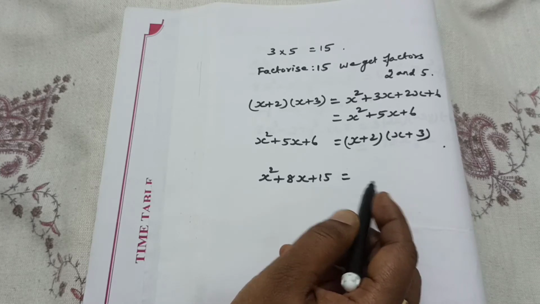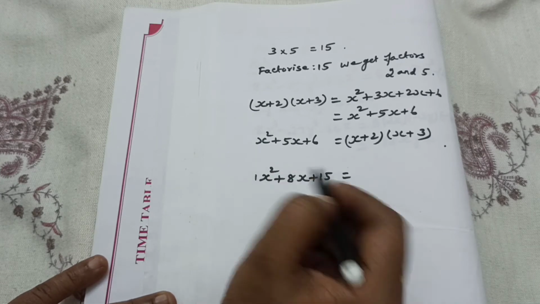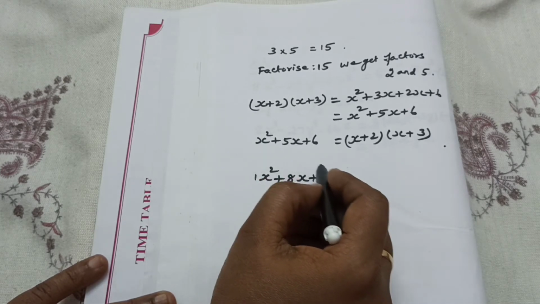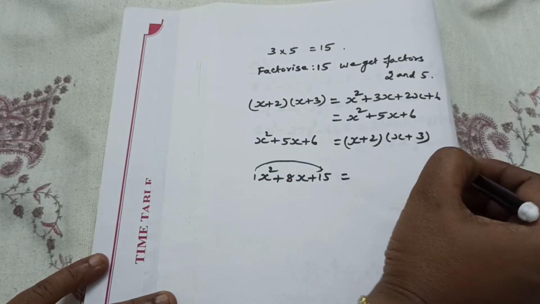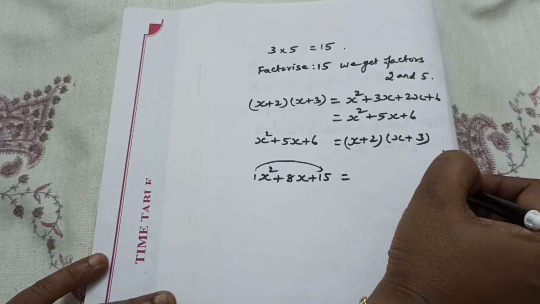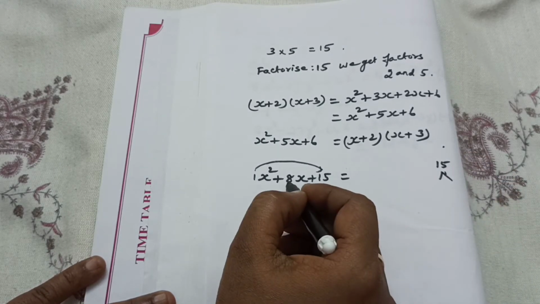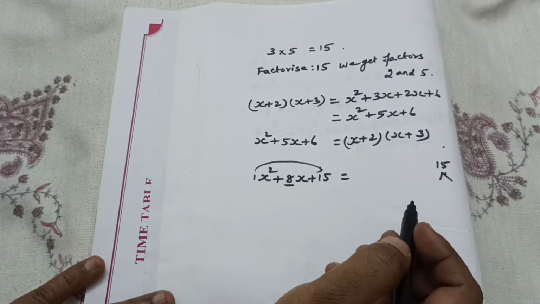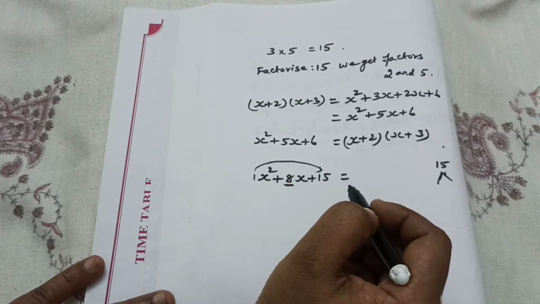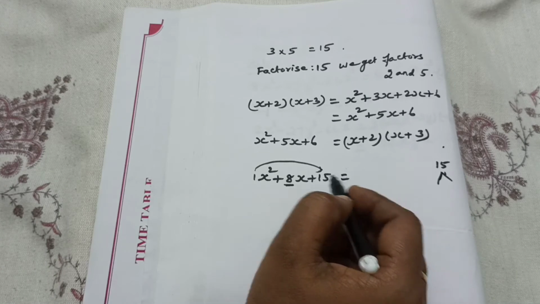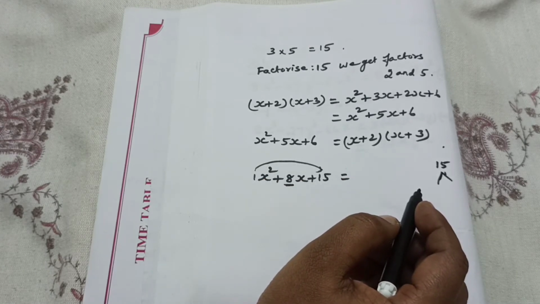Then how can we find them? Here the x square coefficient is 1, isn't it? This 1 and 15 we have to multiply, and we get 15. The product is 15 and the sum is 8. What numbers will we get? We need sum 8 and product 15.